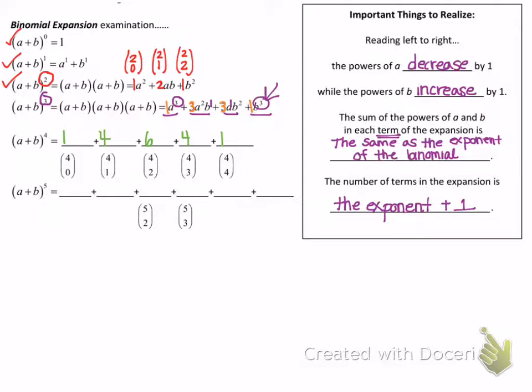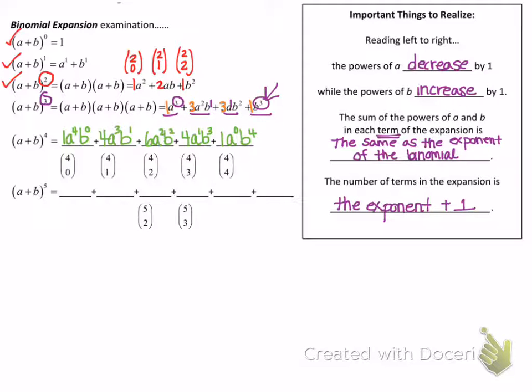Again, A is going to decrease, so we start with A to the 4th, A to the 3rd, A to the 2nd, A to the 1, and I'm going to write A to the 0, even though we know that it's 1, but just for the sake of going all the way down to 0. And then B increases, so B starts at 0, then we have B to the 1st, B to the 2nd, B to the 3rd, and B to the 4th, and that's our binomial expanded when it is taken to the 4th power.